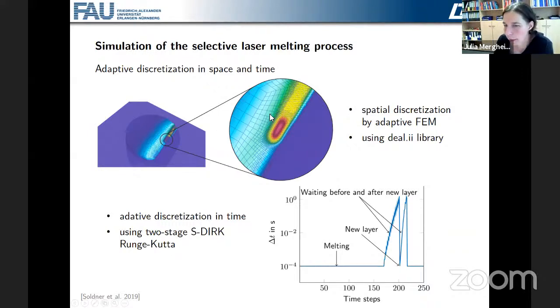And this refinement that uses hanging nodes, as can be seen here, is included in the deal.II finite element library, which is the basis here for our finite element simulation.